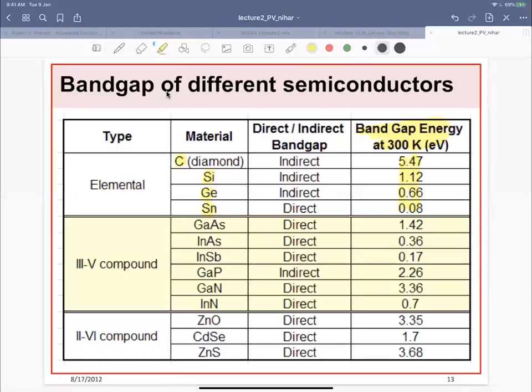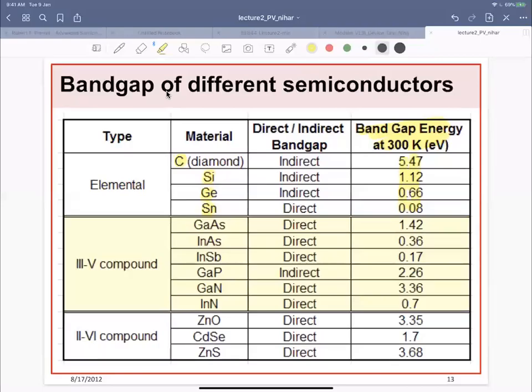But when you look at silicon and germanium, the lattice constants are almost the same, right? We discussed that in the last class. The silicon and germanium lattice constants are almost the same, but the band gap is different because germanium has a lot more electrons compared to silicon. So the atomic number of germanium is higher than silicon.